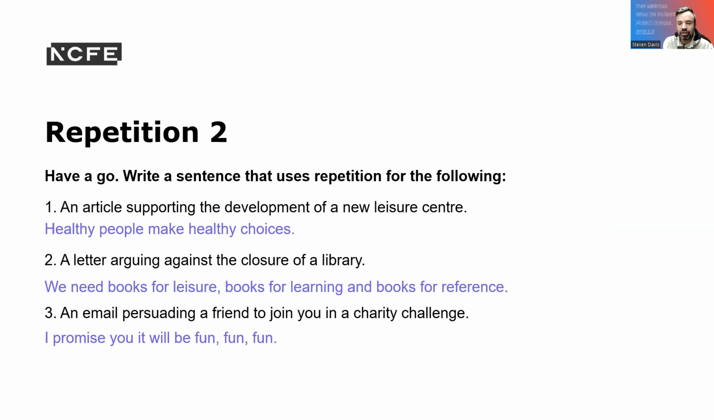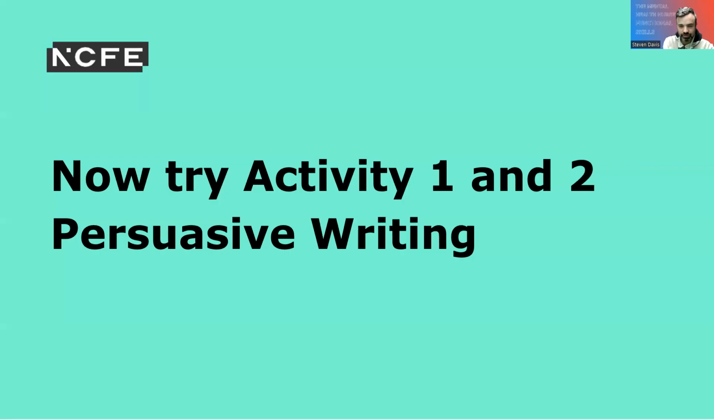Yeah, and ultimately you could probably have used, for an article supporting the development of a new leisure centre, healthy people make healthier choices and healthier lifestyles, or fitness. For a letter arguing against the closure of a library, we could have learn or something. Right, now try activity 1 and 2 on persuasive writing and then come back.